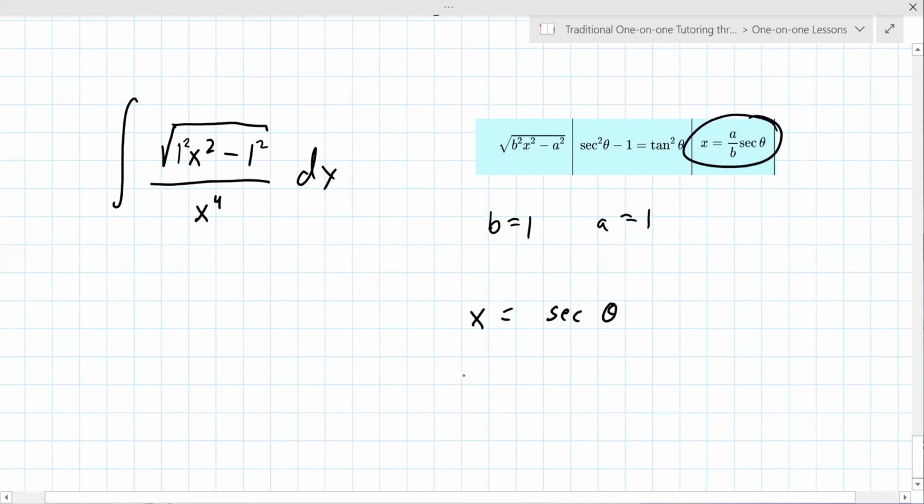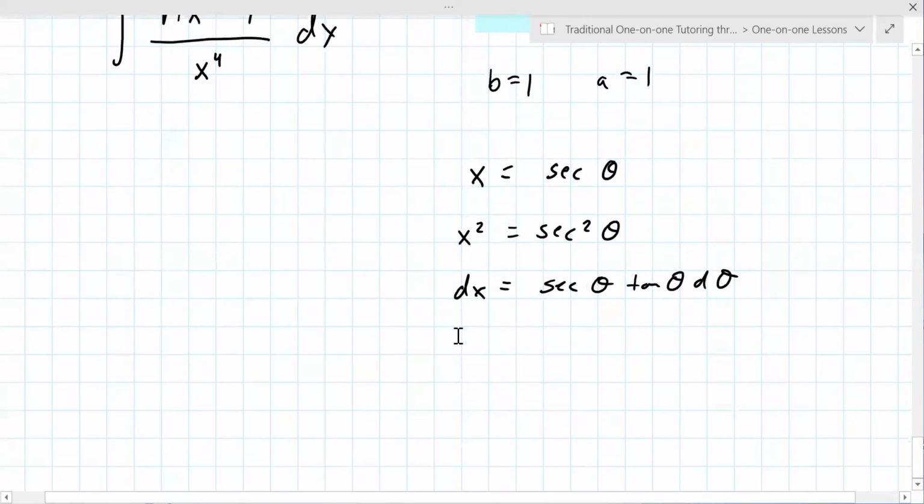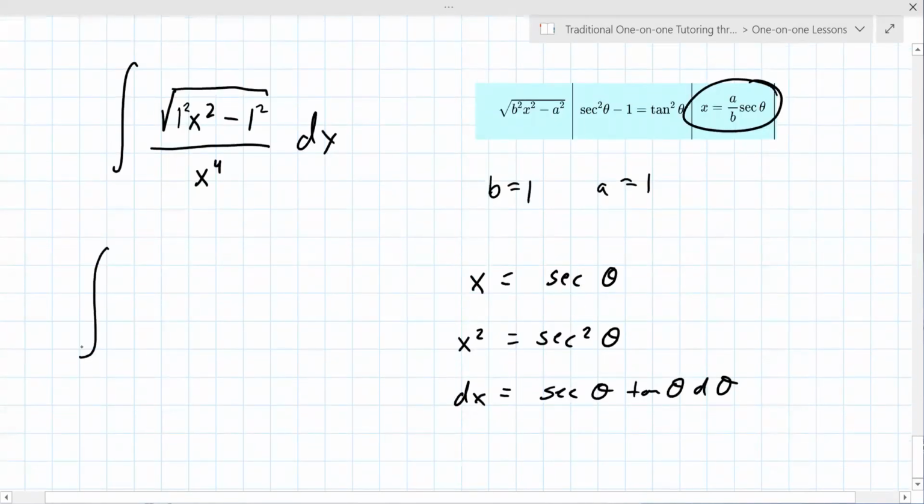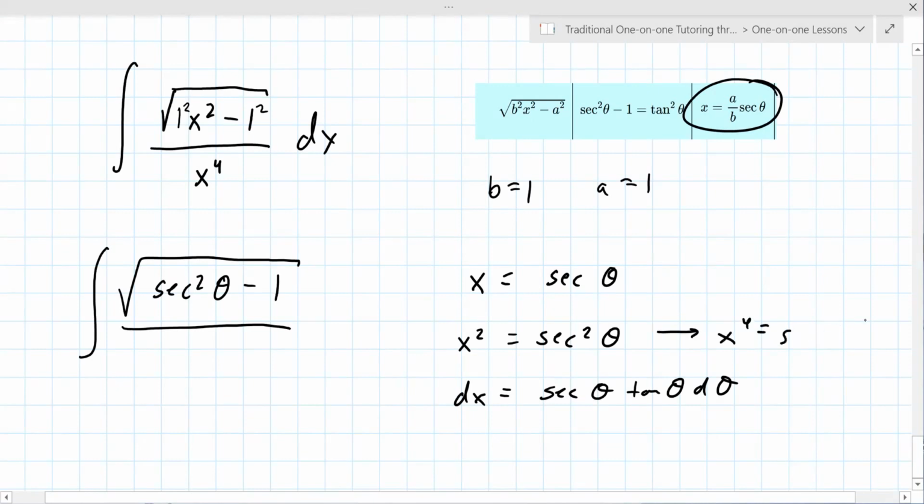And then you do 2 things. The first is you square it, which generally gives you secant squared theta. The next is you find a derivative. The derivative of secant is secant tangent d theta. Then you just substitute in and hopefully see something good happen. But you've got to be careful here. Secant squared theta minus 1, square root over. Well, x to the 4th is secant to the 4th theta.